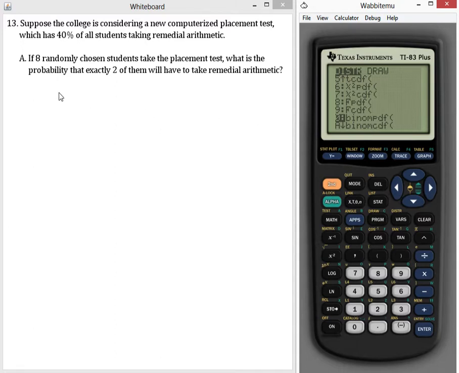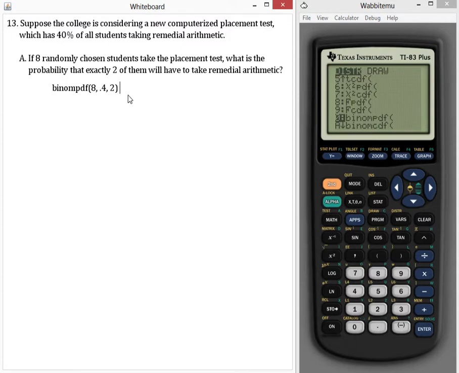So here we have 8 potential outcomes, and we're looking for the probability exactly 2 of them will take remedial arithmetic. So we're only looking for 1 outcome. So Binompdf is what we want. So I'm going to do Binompdf, and you give it as n, p, and x. So n is your number of trials. So I'm going to give 8 trials. P is the probability of success on any given trial, so 0.4. And x is the number of successes that we wish to occur.